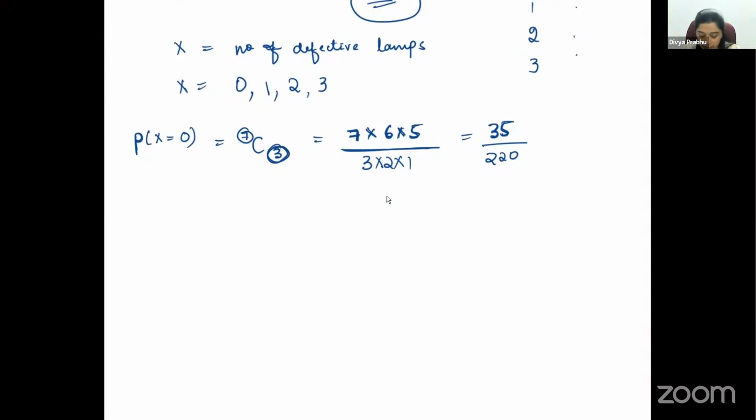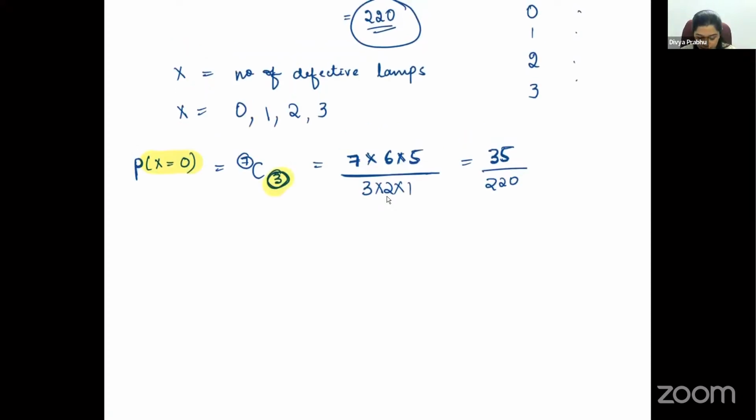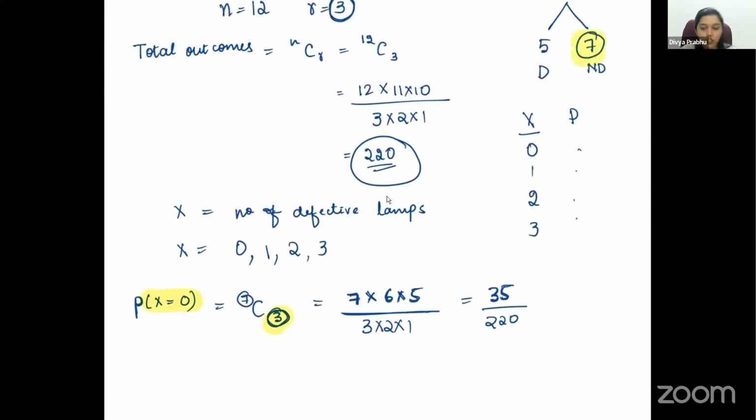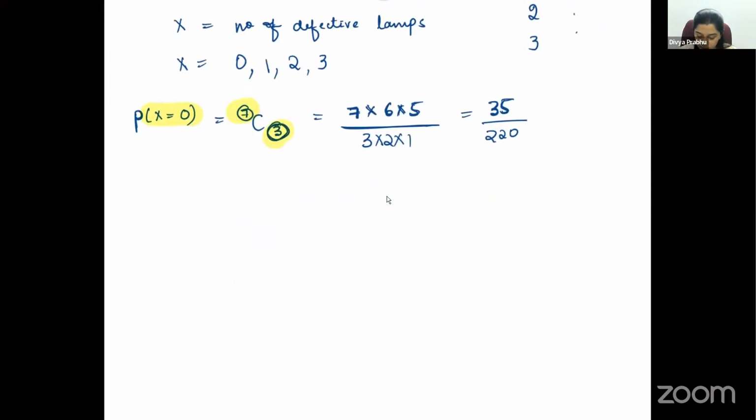This is when x is equal to 0, which means 0 defectives. Zero defective means that all three lamps which you have selected are non-defective itself. So 3 non-defective lamps I am selecting out of 7 non-defective. That is 7C3. Clear? Next.